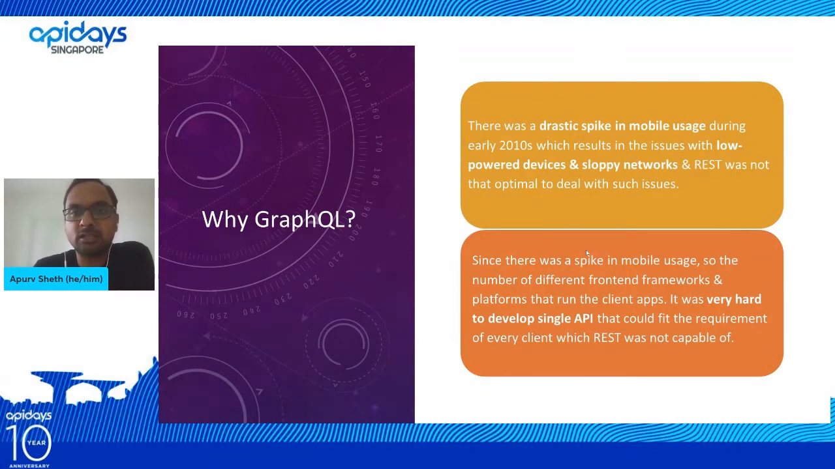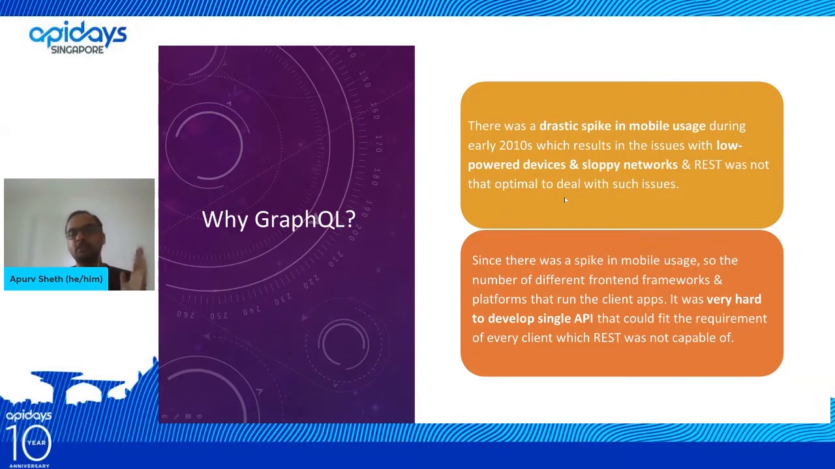And as we progressed further, towards the end of the decade, there was a drastic spike in mobile usage. But at the same time, the services which provide the APIs were not able to cope with the network we had at that point in time, or the devices were not that powerful to support the data communication across the network. Since there was a spike in mobile usage starting from 2010 till now, it's exponential growth, and hence different front-end frameworks and platforms were introduced.